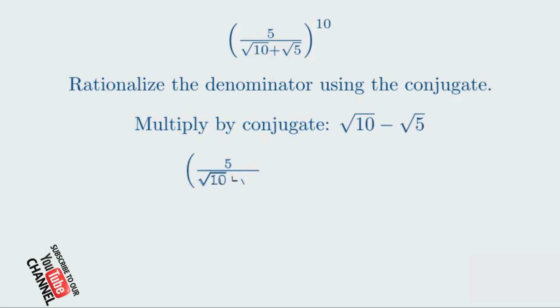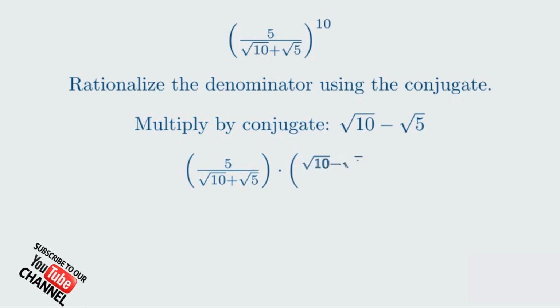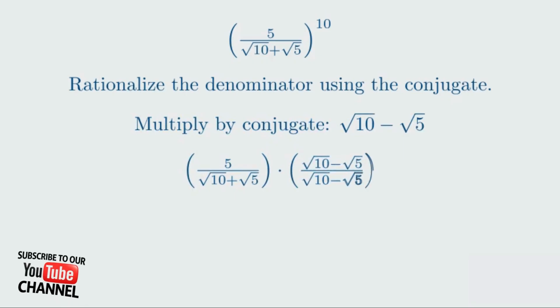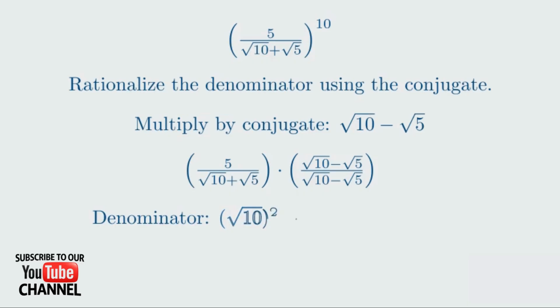This gives us 5 times the conjugate in the numerator, and the sum of the terms times their difference in the denominator. Let's perform this multiplication, starting with the denominator. The product of conjugates follows a special rule. A plus b, a minus b, equals a squared minus b squared. In our case, a is square root of 10 and b is square root of 5, so the denominator becomes square root of 10 squared minus square root of 5 squared, which simplifies to 10 minus 5, or just 5.